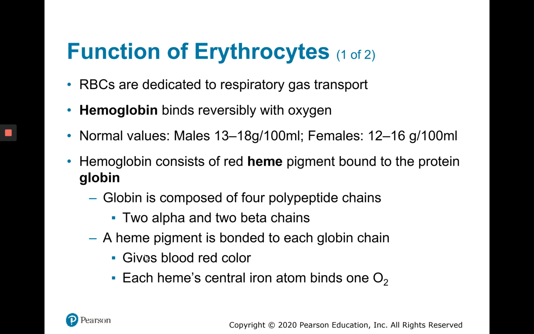So let's move on and look at the function of erythrocytes in more detail. We know that they bind oxygen. We know that red blood cells are able to bind oxygen because they contain hemoglobin. That's been discussed in depth, but let's just look at it in more detail. Red blood cells are dedicated to respiratory gas transport. We're going to focus a lot on oxygen, but what respiratory gas transport implies is that red blood cells can transport both carbon dioxide and oxygen. Those are our two respiratory gases. But hemoglobin is known best for its ability to bind reversibly with oxygen, and the amount of hemoglobin in the red blood cells of males tends to be just slightly higher than that of females.